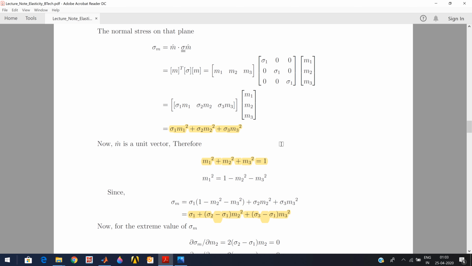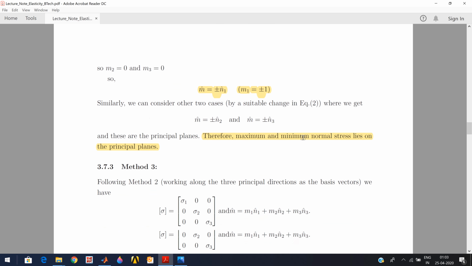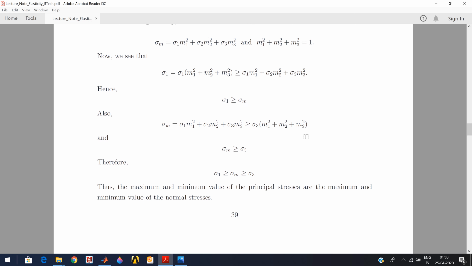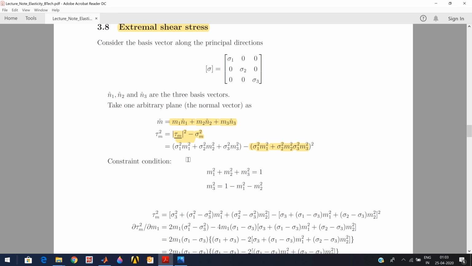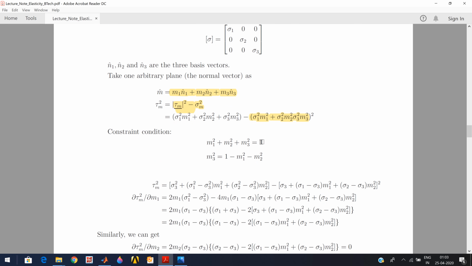The same sigma m will go here. So it will be sigma 1 m1 square plus sigma 2 m2 square plus sigma 3 m3 square, whole square, because it should be dimensionally correct. So when I saw the sigma 1 square and again whole square, I thought there is some mistake because it was not dimensionally correct. So there is a mistake in this, but I think the rest of the things will be okay.